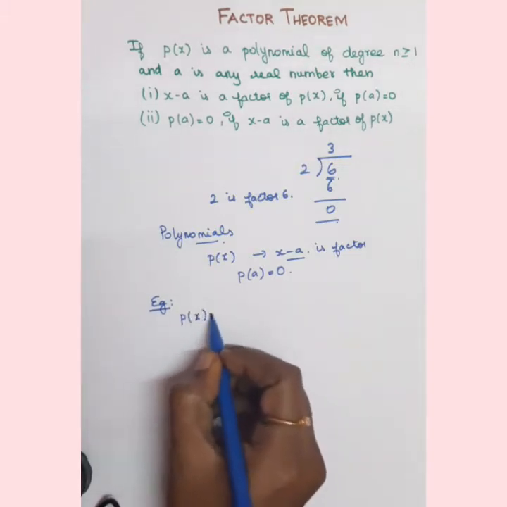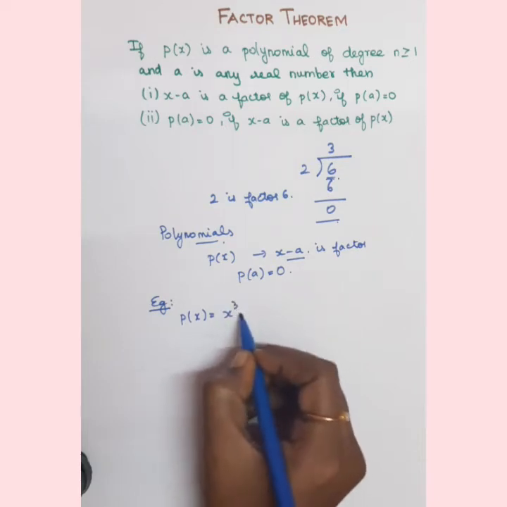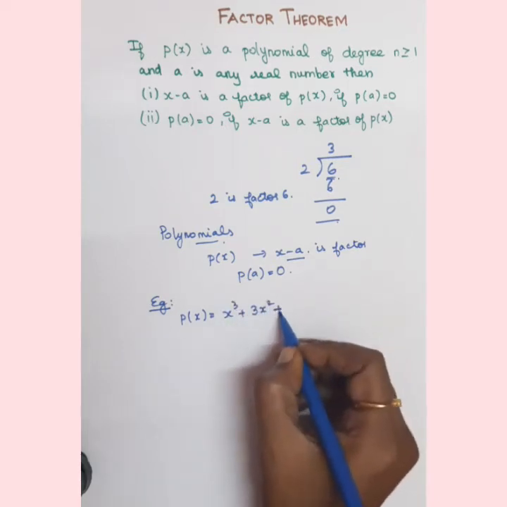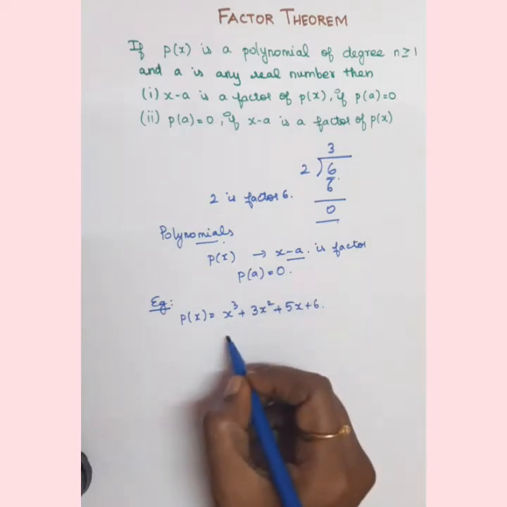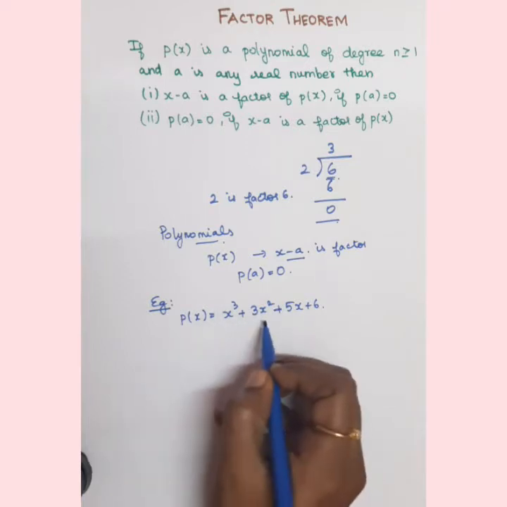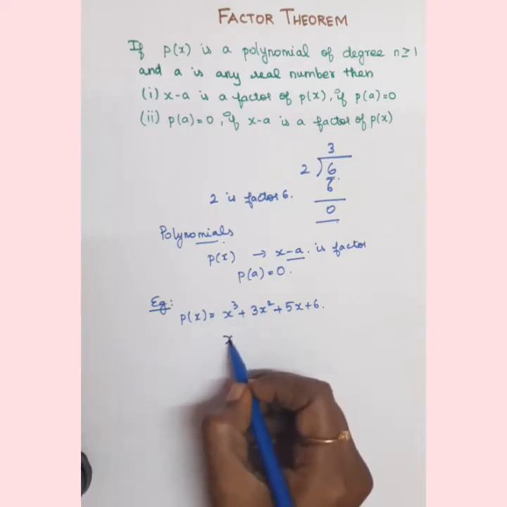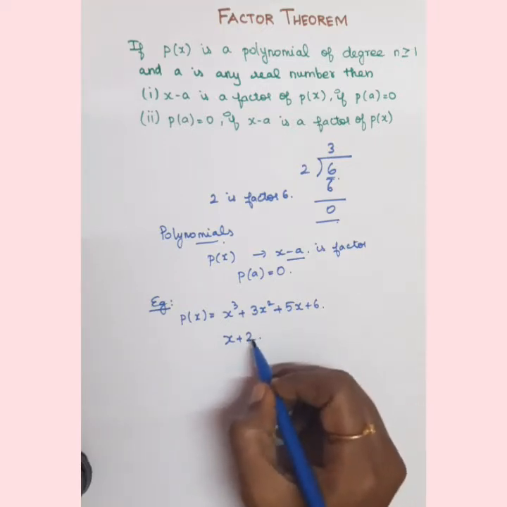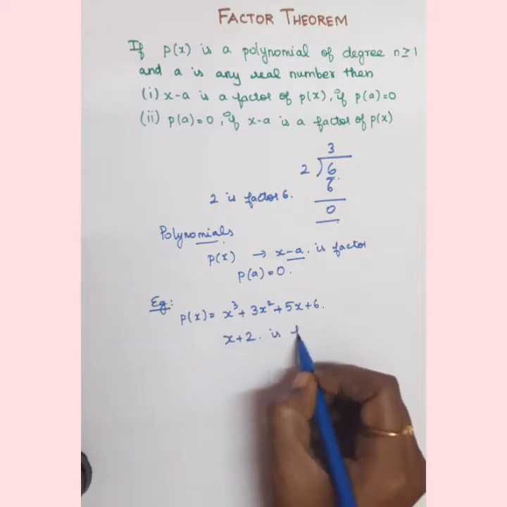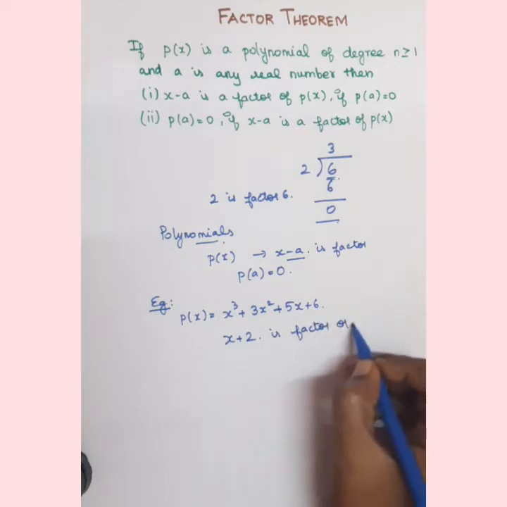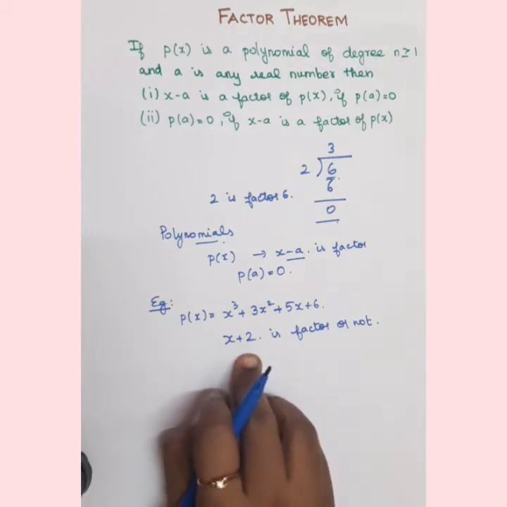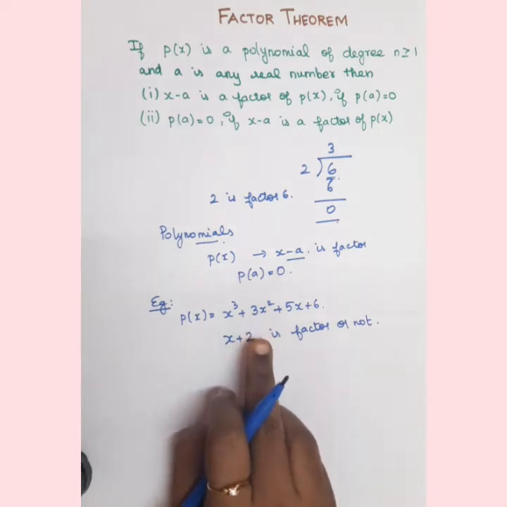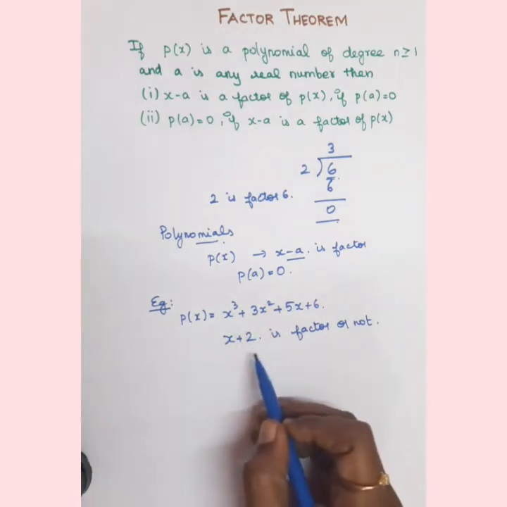P of x equals x cube plus 3x squared plus 5x plus 6. So here, x minus a, that is, you are going to divide this by x plus 2. So you have to show whether this x plus 2 is a factor or not. First we have to find the remainder using the remainder theorem. In our previous video we have seen the remainder theorem and solved some problems, so you can go and check that video.